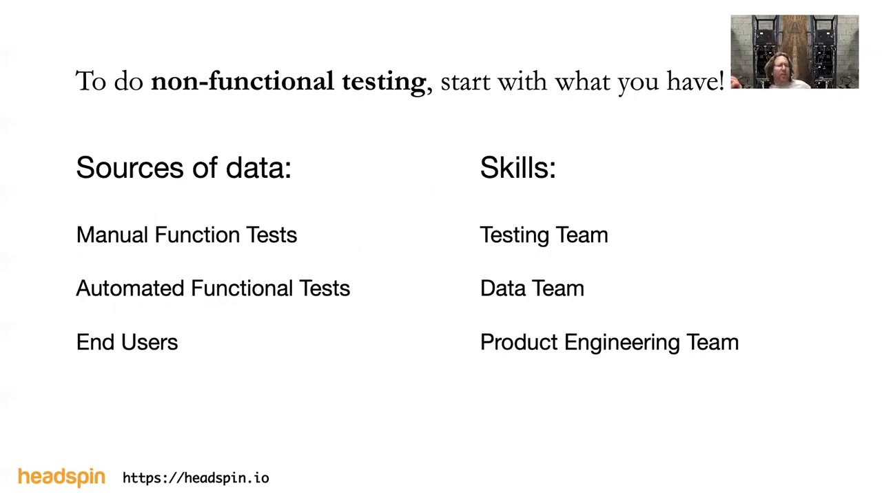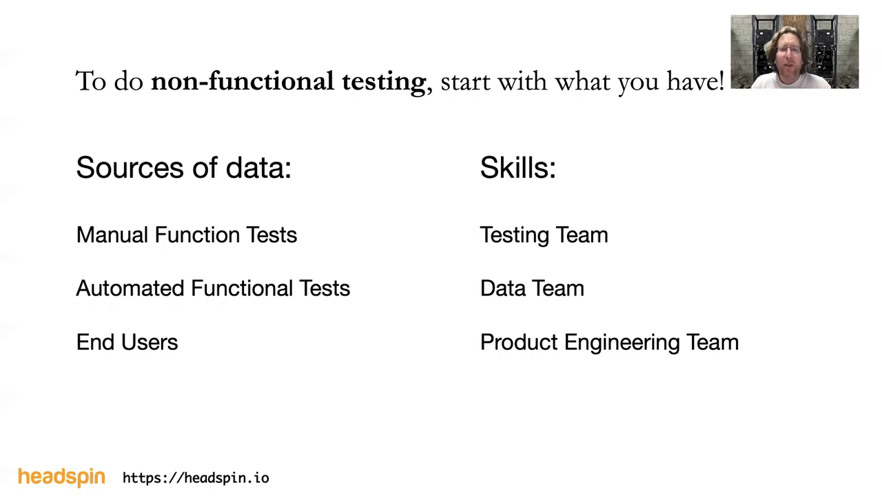So getting started is actually not that hard. You can start with what you have. You probably have a lot of data sources already in your development process that you can tap into to implement non-functional testing. So manual functional tests and automated functional tests can be a great source of data. These are running tests consistently for every build before it goes out. And you can really augment these tests to create data that you can use to do non-functional testing. Also, end users can be a great source of data for non-functional testing. You can look at some of the data coming from the field to make decisions on regressions and how the application is changing.